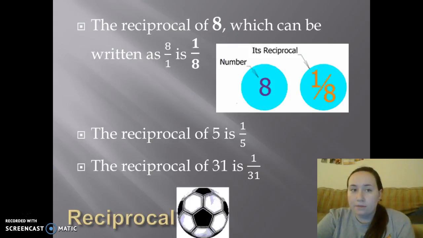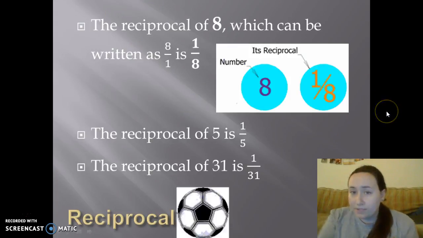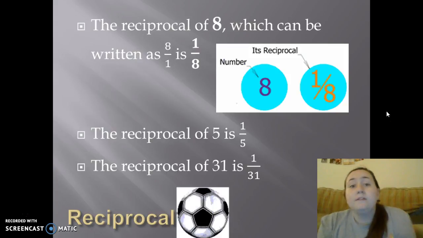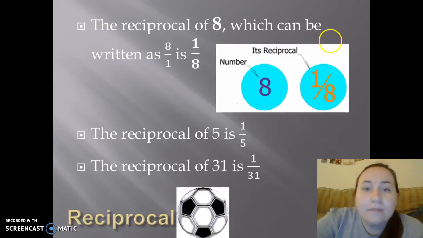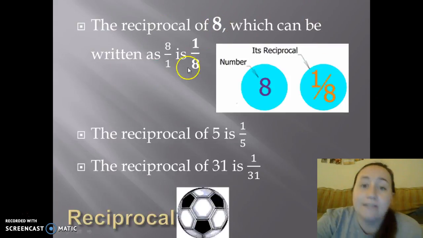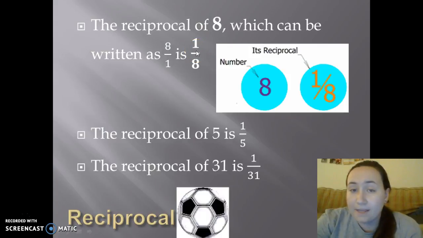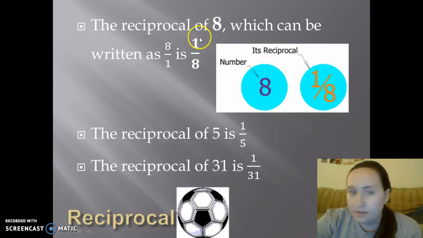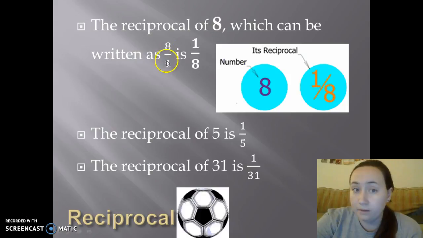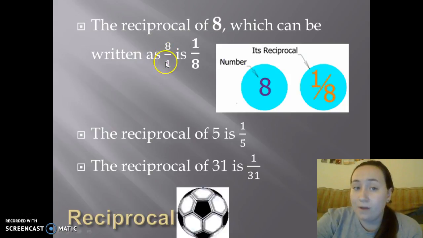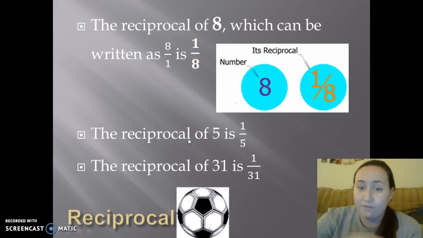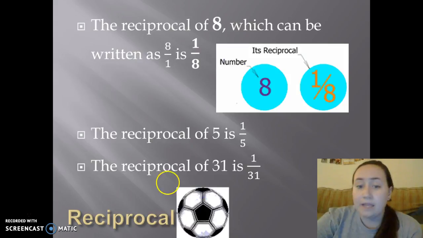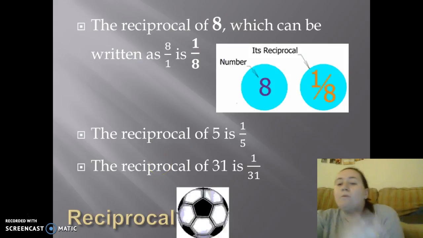So, another thing with that is whole numbers. Here's the rule. The reciprocal of 8 is 1/8. This is why: a whole number is just a number over 1. So, like 8 over 1. The reciprocal of that, if we flip it, becomes 1 over 8. So the reciprocal of 5 is 1/5, because it's like 5 over 1 becomes 1 over 5. And then, for example, 31 would be 1 over 31.